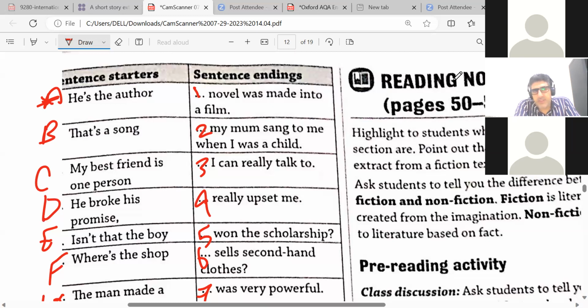Sentence A: he's the author. What is the right ending to this sentence, guys? I think one. One is better. So he's the author whose novel was made into a film. Yes, you are right, Akram, because author means he writes novels. So that's correct. So this one, yes, together. Next: that's a song.